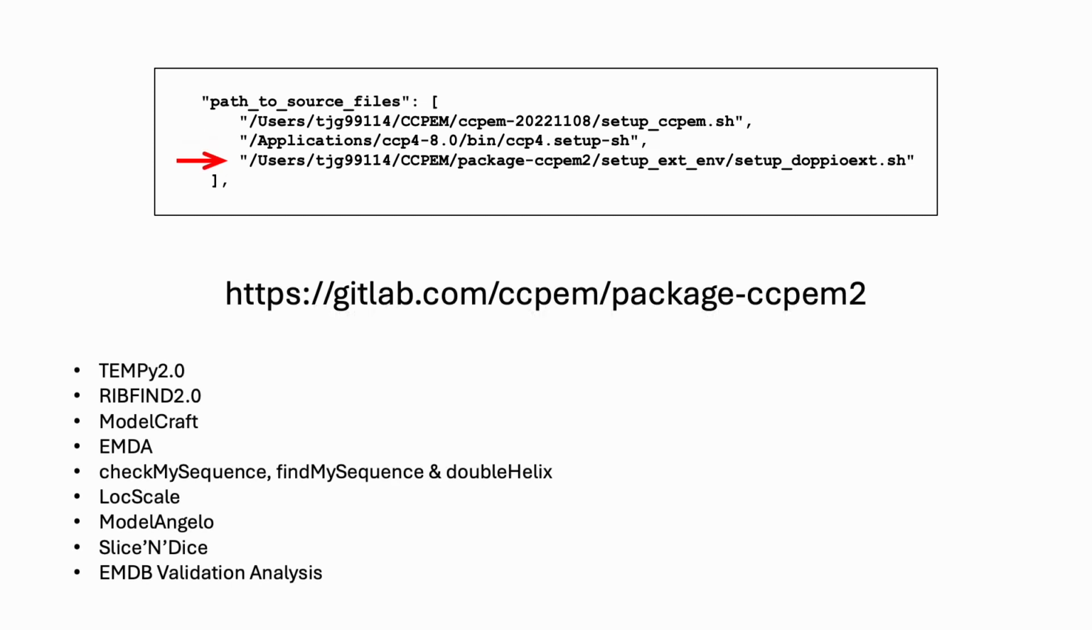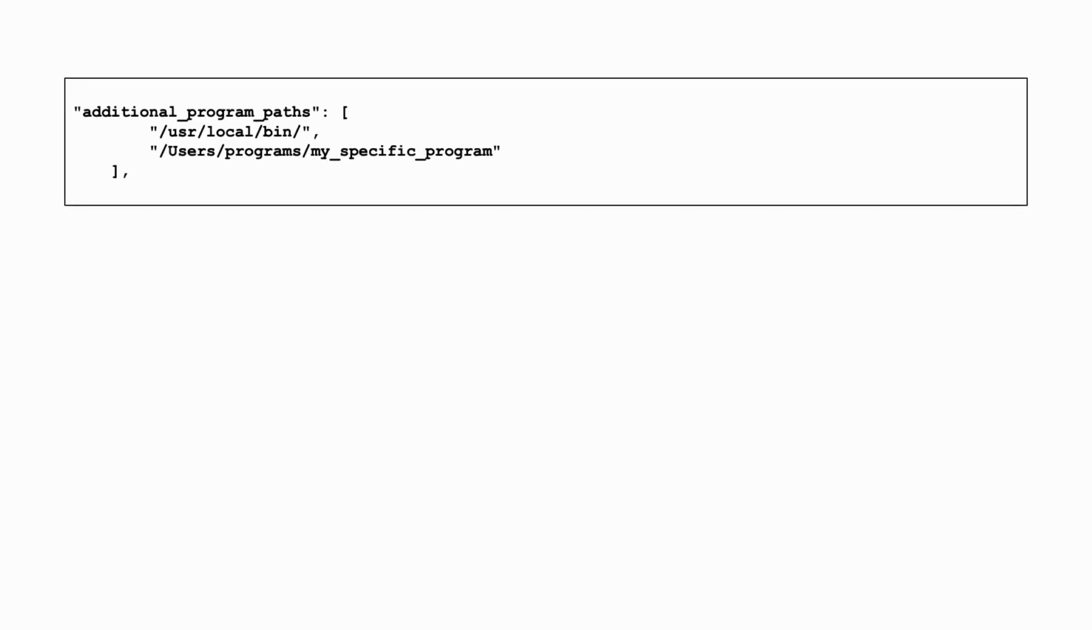The package CCP-EM2 suite installs and configures several modeling and validation tools. Finally, the additional program paths parameter allows you to specify paths to any other directories containing programs that are installed in your system and you want Doppio to have access to.